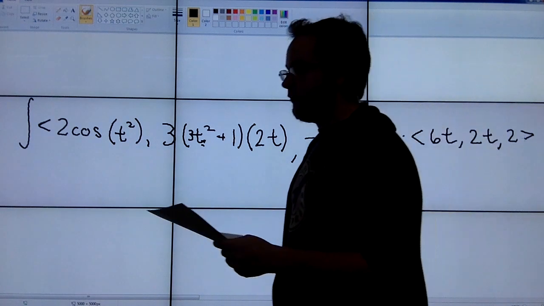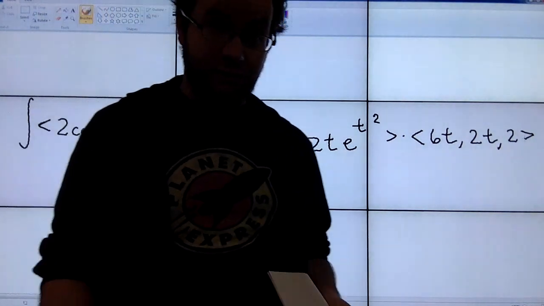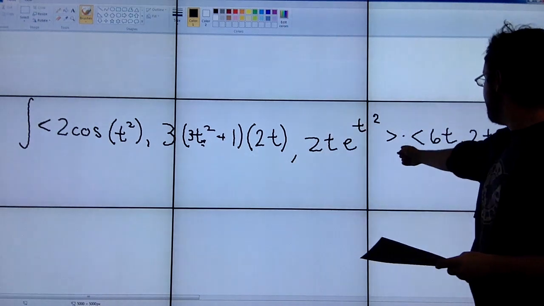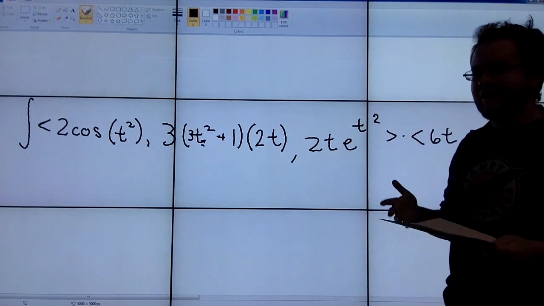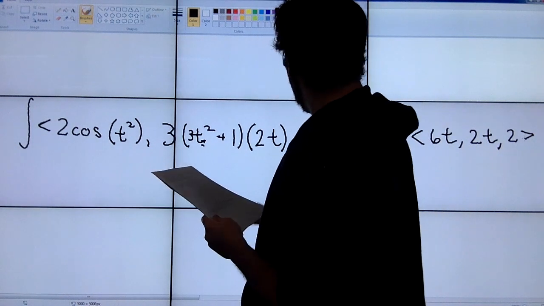So step 1 was find your parameterization. The nice thing about step 1 is that it was already done for us. We didn't have to find a parameterization. The parameterization was already given to us. Step 2 was compute r prime. We did that and we put it here. And then step 3 was plug everything in. I did that beforehand, so we have our setup.